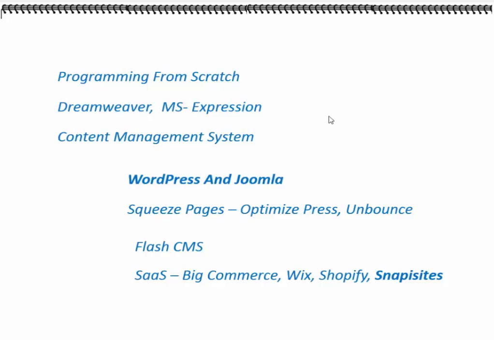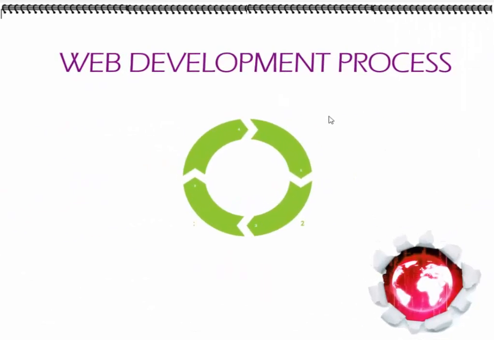There are softwares you can use for squeeze pages like Optimize Space, Unbounce. We also have softwares that you can even use to design Flash websites like Flash CMS. And there are softwares that are hosted online. We call them software as a service. You pay for them, and you have access to use these softwares like BigCommerce, the one you see on the screen, Wix, Shopify, and most recently the one that is really changing everything when it comes to how web pages are created is Snappy Sites. We'll talk about it later.